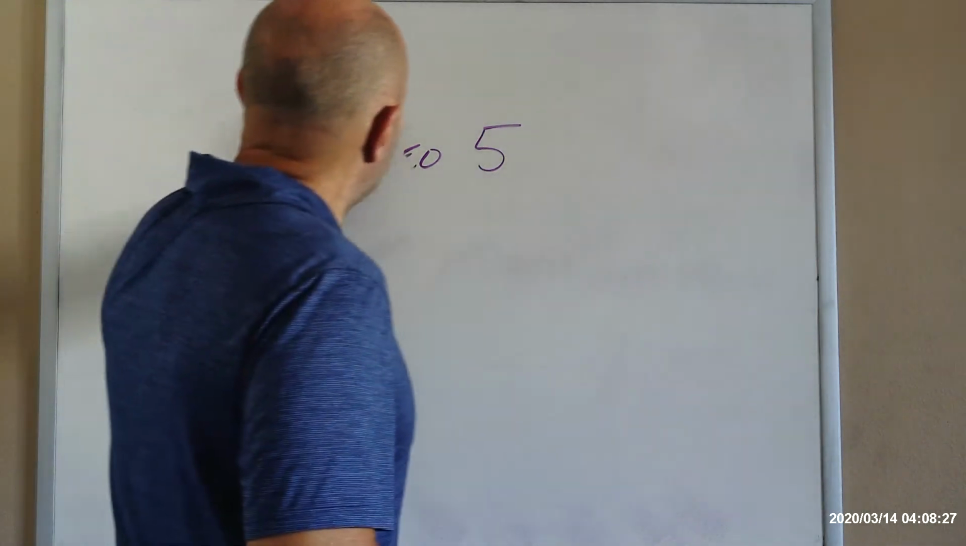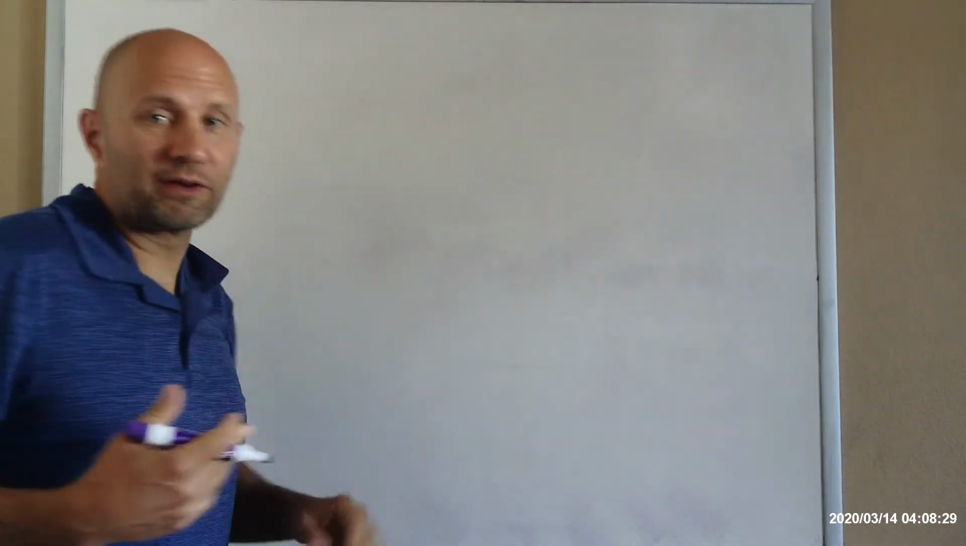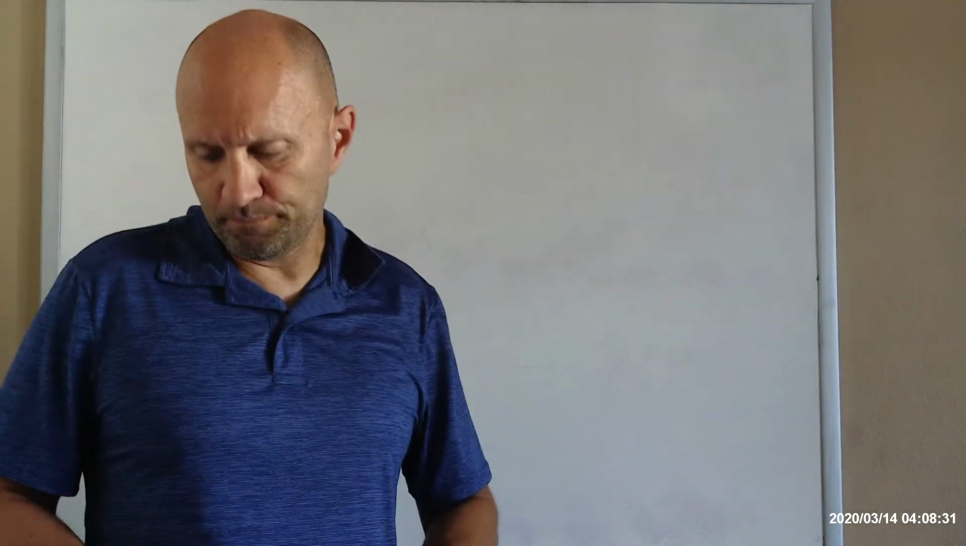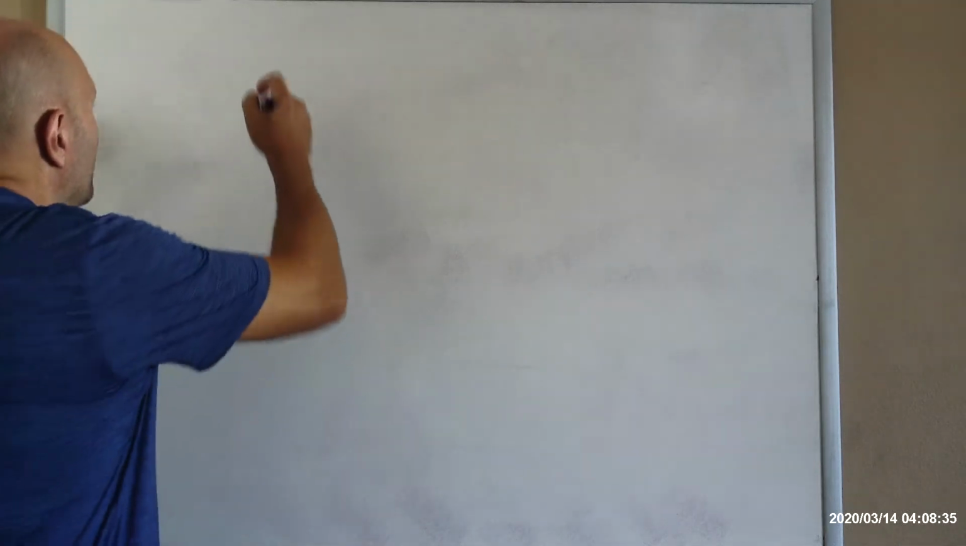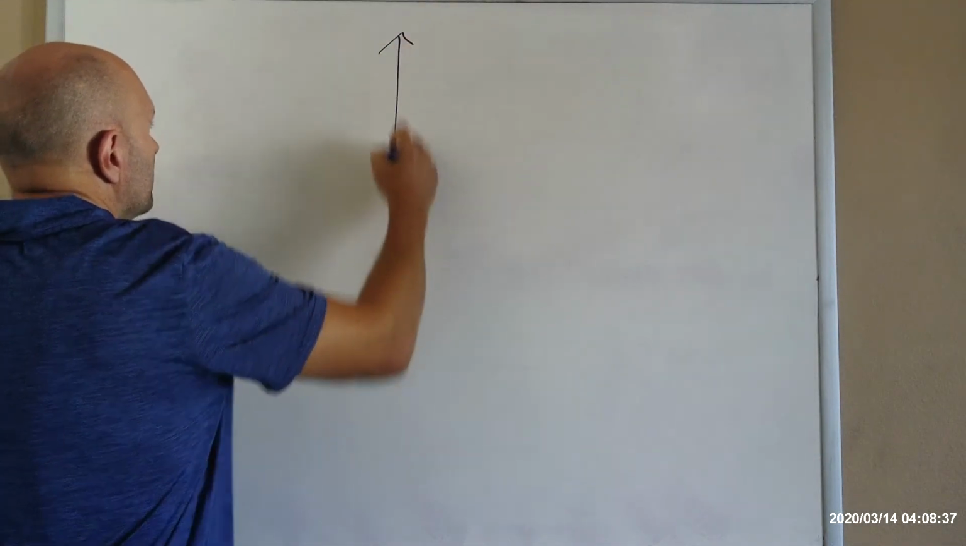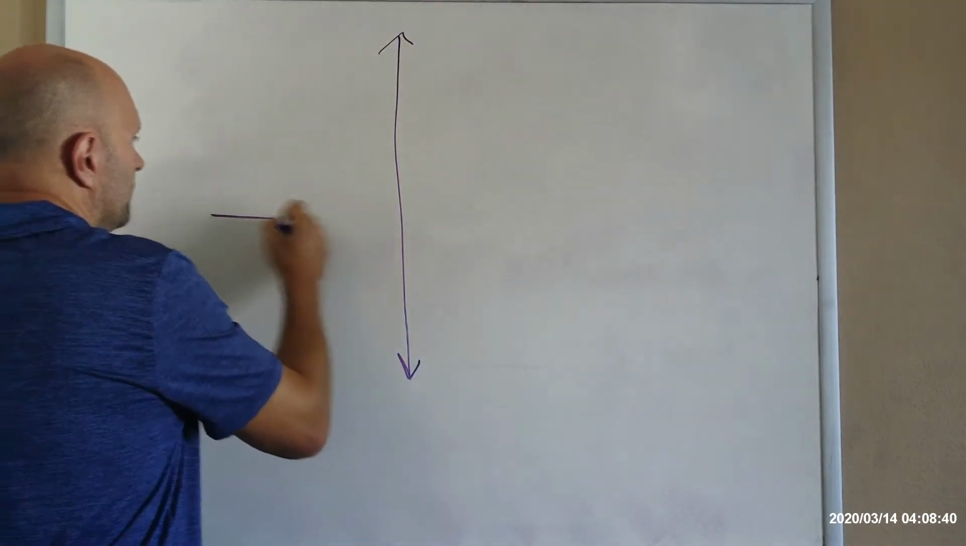So when we're graphing, we're going to be using what's known as a Cartesian coordinate system. That is your X and Y axis, as you guys have probably encountered at some point in the past here.